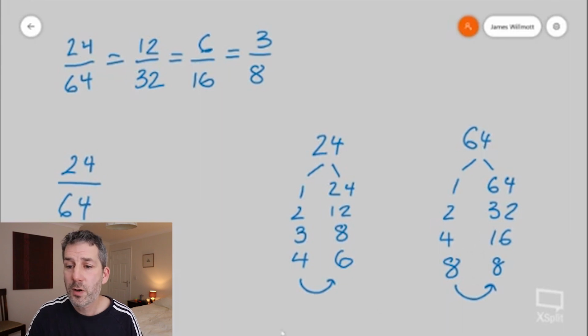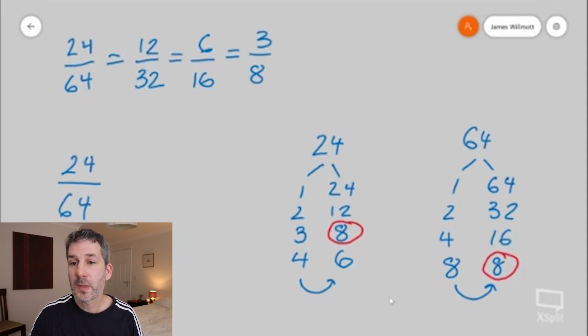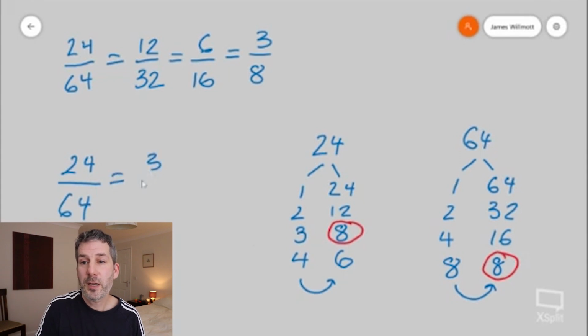Okay, so we're looking for the biggest number that is a factor of 24 and is a factor of 64. You can see that that is 8. 8 is in both of those lists. That means both of those numbers will divide by 8, okay? So 24 divided by 8 is 3. 64 divided by 8 is 8. So that simplifies down to 3/8.